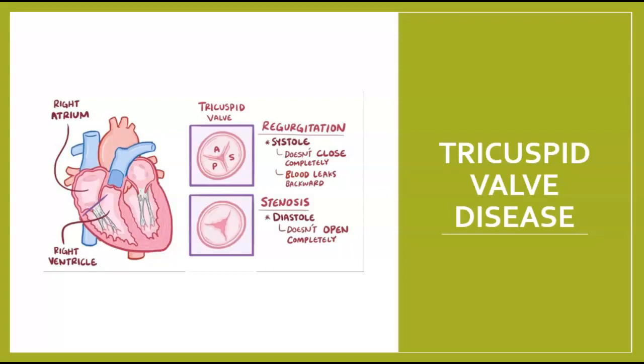Because remember that the right ventricle goes to the pulmonary artery. So if you've got pulmonary hypertension, then that blood's going to back up into the right ventricle and push back on that tricuspid valve. It can cause a volume overload of the right atrium and the right ventricle.